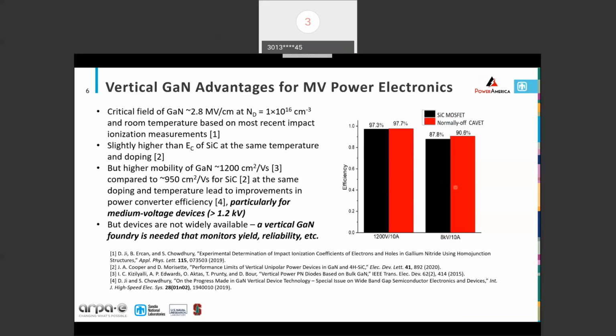But these vertical GaN devices, of course, are pretty immature relative to silicon carbide and the lateral GaN as well. And so part of this program is to establish this foundry capability where we're looking at yield and reliability and these types of issues.